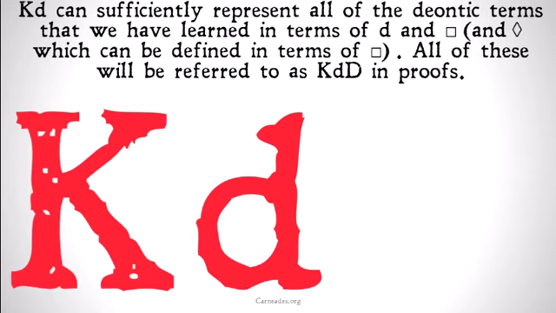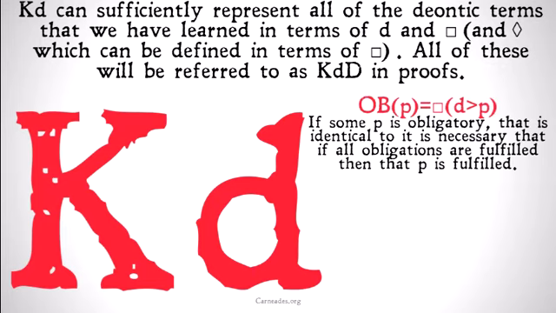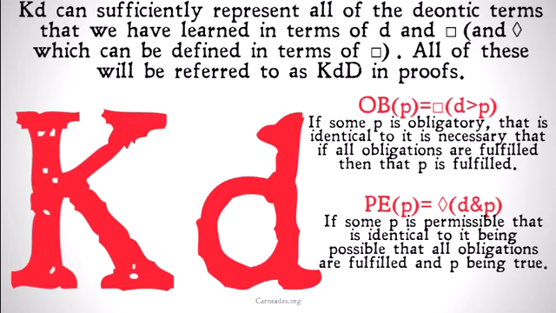So all of these will be referred to as KDD in proofs, for KD definitions in proofs. So obligatory P is going to be identical to, it's necessary that D implies P, or if some P is obligatory, that's identical to, it's necessary that if all obligations are fulfilled, then P must be fulfilled.